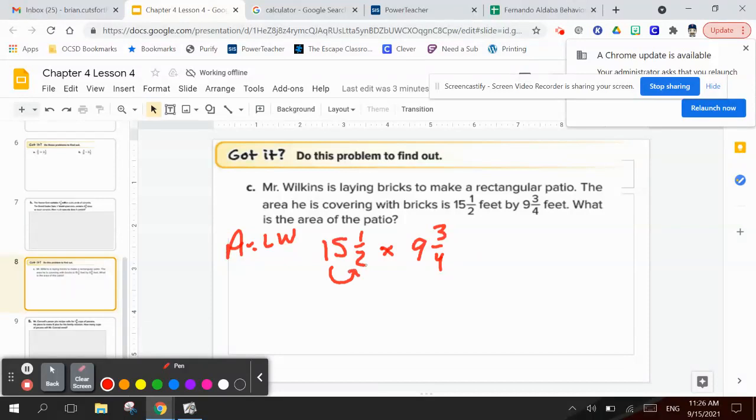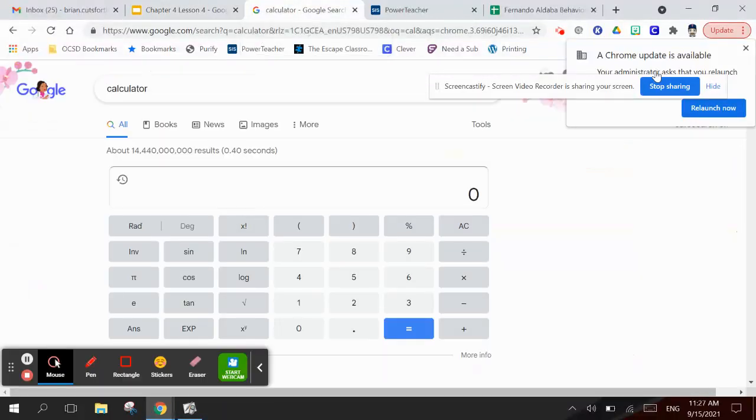So 15 times 2 is 30. 30 plus 1 is 31. 2 is my denominator, it stays the same. So I go to the next mixed number. 9 times 4 is 36. 36 plus 3 is 39. 4 is my denominator, so it stays the same. So now I need to multiply. So here is where I would use a regular calculator. And I'm going to take 31 times 39. And I'm going to get 1,209.